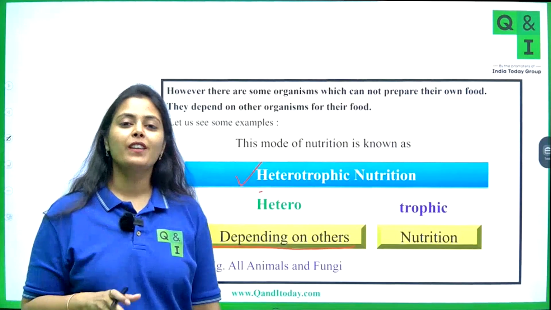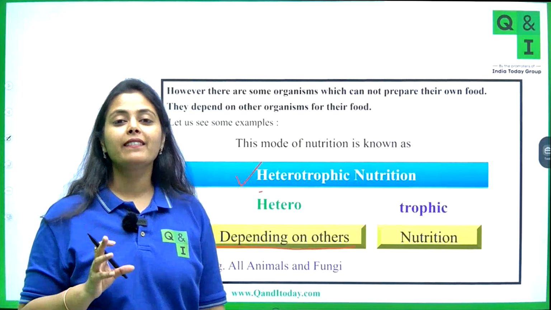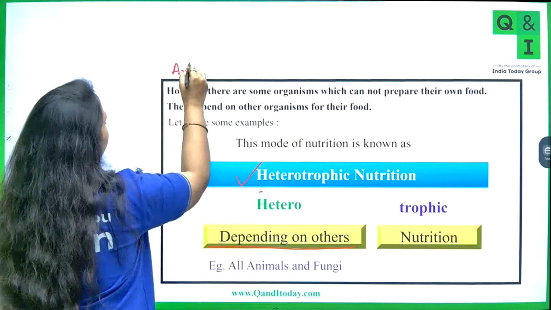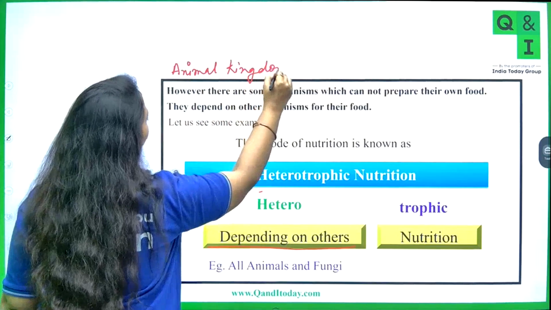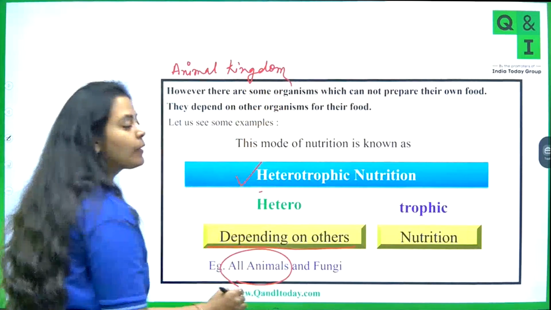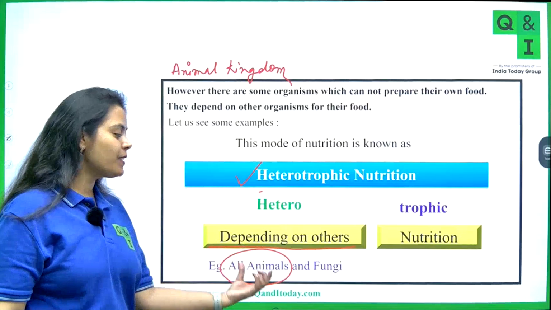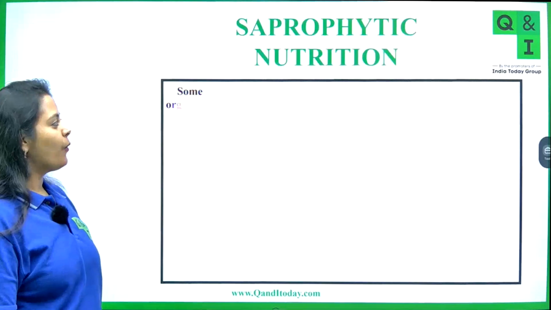Now students, when you move to higher classes, class 11, you will read that humans also come under the animal kingdom. So whenever we write that all animals, it includes you as well, humans as well. Don't get confused with this. All animals automatically means humans as well. Okay, now moving ahead.